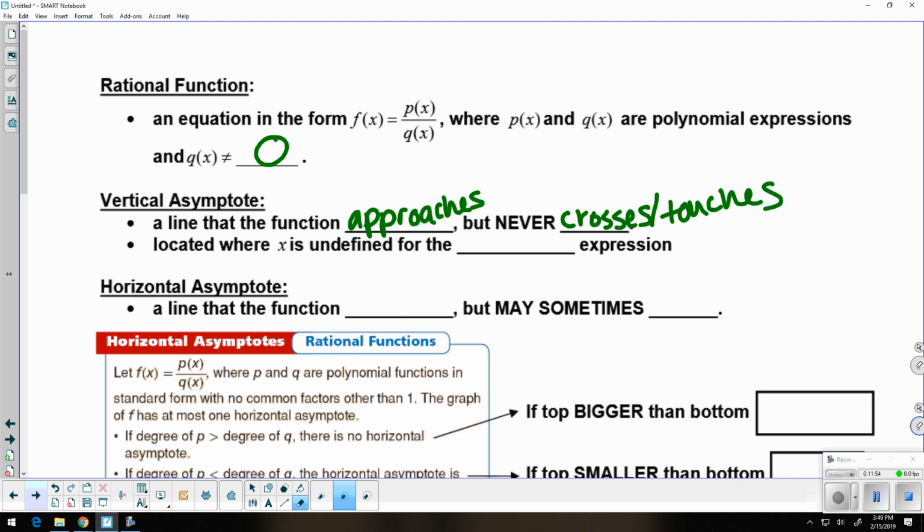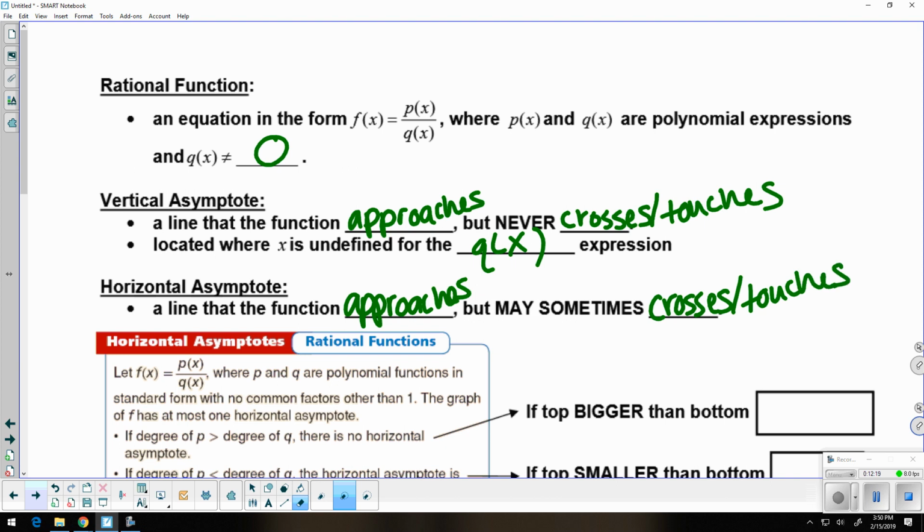Okay. It's located where x is undefined for the q of x expression, since q of x is in the denominator. The horizontal asymptote, same definition. It's a line the function is going to approach. So it approaches this line, but every once in a while, there's kind of that exception to the rule. It sometimes crosses or touches.